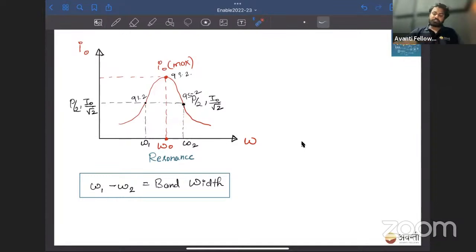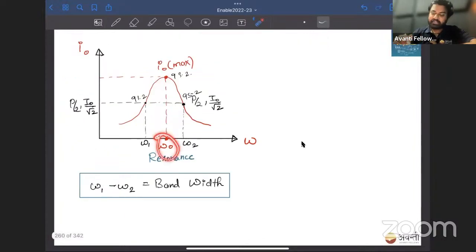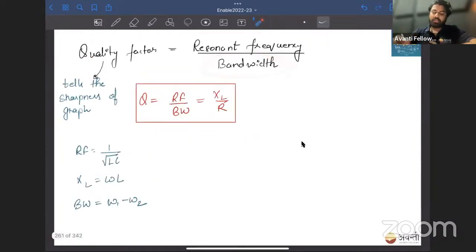right? So sharpness is decided by quality factor, and quality factor is the resonant frequency, let's say omega naught, divided by omega 1 minus omega 2. This is also the formula of quality factor, XL by R. Okay, derivation is not required. So XL by R is equal to resonant frequency upon bandwidth. What is resonant frequency? It is 1 by root LC that we have already found. XL is omega L and bandwidth is omega 1 minus omega 2.